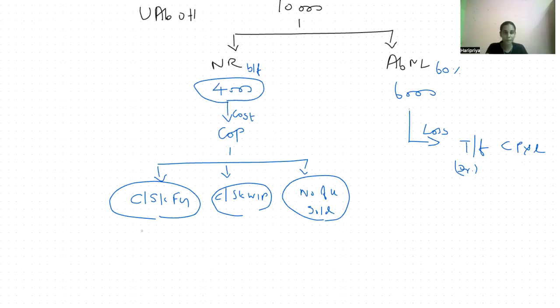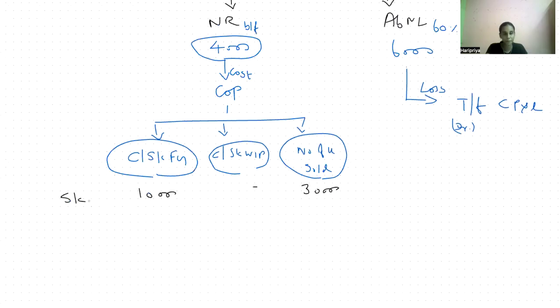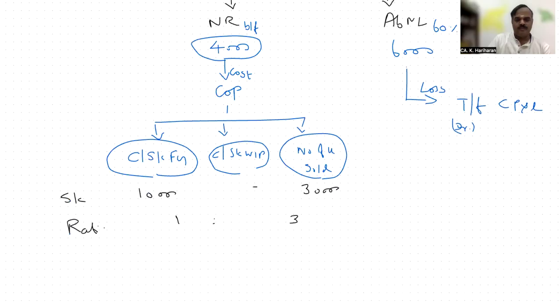There is no WIP, sir. So it's a closing stock. Am I right or not? Now, the ratio for apportionment is 1:3, so 1,000 and 3,000. The apportioned overhead of 1,000 rupees forms part of the closing stock of finished goods.